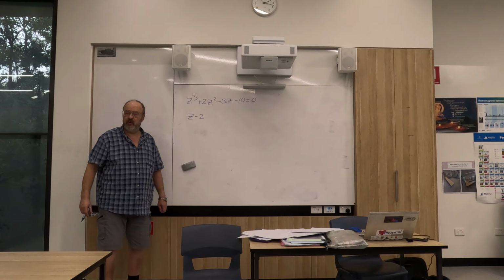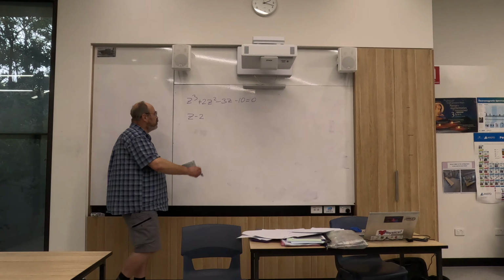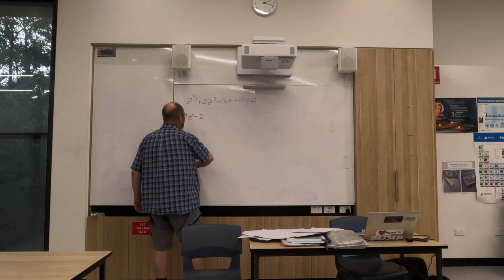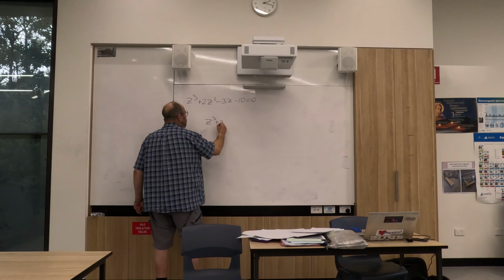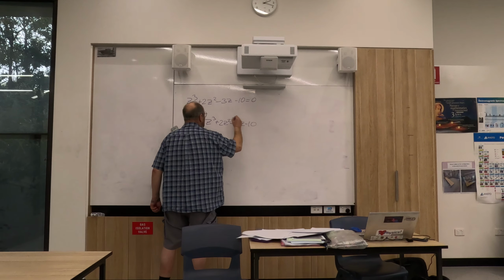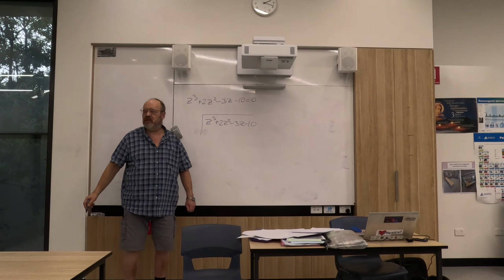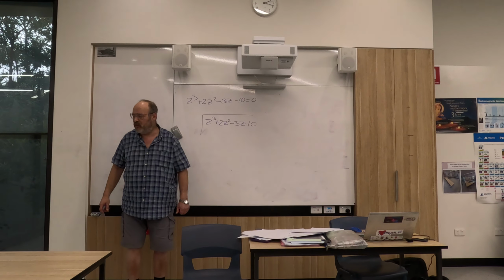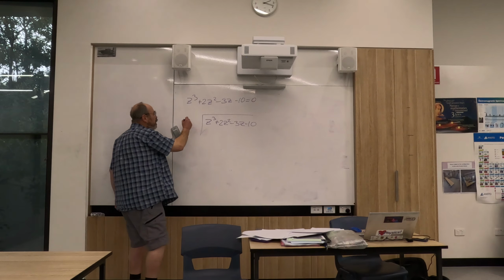So what should we do now? Division, polynomial division. We divide z cubed plus 2z squared minus 3z minus 10 by z minus 2. You can do it by comparing coefficients, you can do synthetic division. There are a few different methods for finding the result of the division.